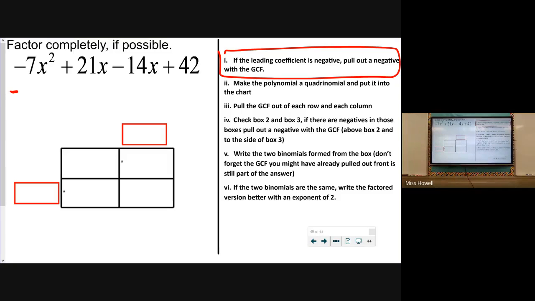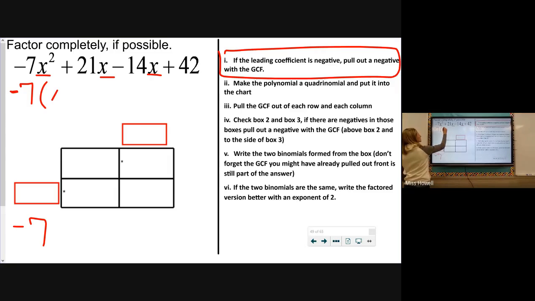All right, then I look to see if there's other stuff we can pull out. In this case, 7, 21, 14, and 42 all share a common factor of 7. So this is going to be a -7. X squared, x, no x, so I can't pull out the x because they don't all have it. All right, our leftovers then. -7's done. Bring it down here.